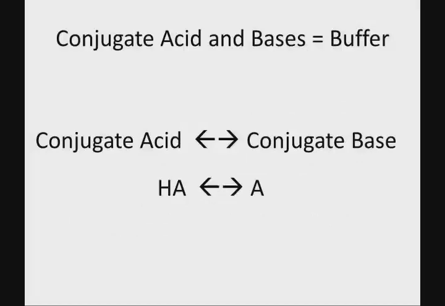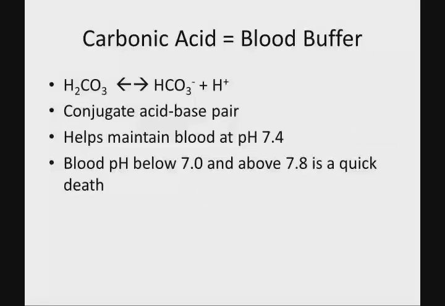And we have examples of this in our blood. For example, carbonic acid is a blood buffer. So you look at carbonic acid, you can see the conjugate acid-base pair here. And this is going to help maintain your blood at about pH 7.4. If the pH of your blood drops below 7, you're on your way to death. As well as if it goes alkaline above 7.8, you're in bad shape, right? So maintaining that blood pH is super important. And carbonic acid is just one of the many buffers in your blood. They're going to try to maintain that pH.